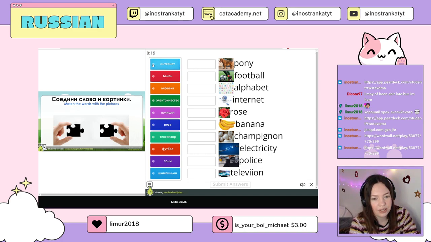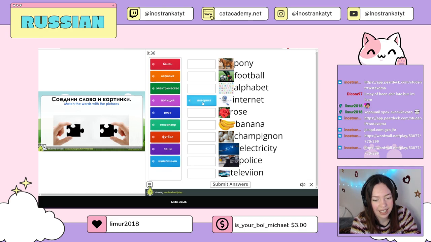So let's try to do the first one. Internet. Wow, internet. Can we find the pair for the internet? I think we can. Ta-da! And at the end, after we match all of the words, we can click submit answers and we'll see who is the leader. Okay? You can go with any word in any order you like.